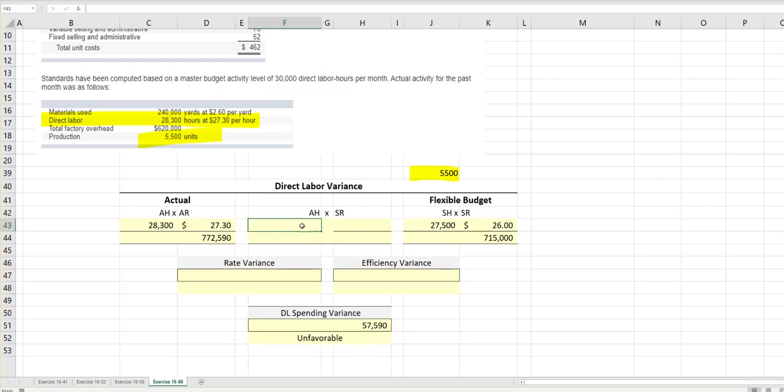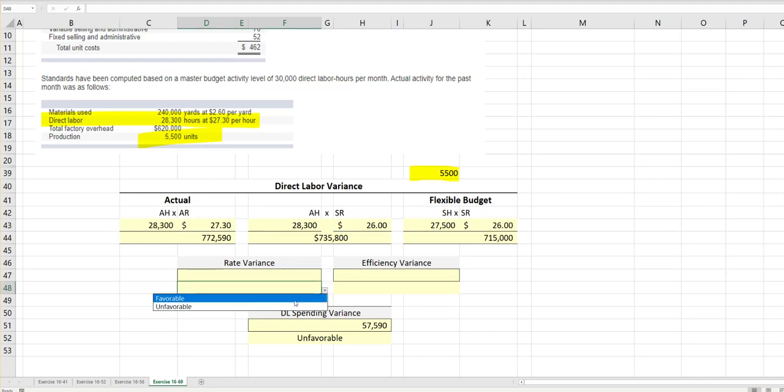Let's go ahead and calculate it. Again, actual hours, 28,300. Our standard rate was 26. Calculate that center column, 28,300 times the 26. We've got 735,800. Our rate variance, of course, is going to be unfavorable because we paid our employees $27.30. We expected to pay them $26.